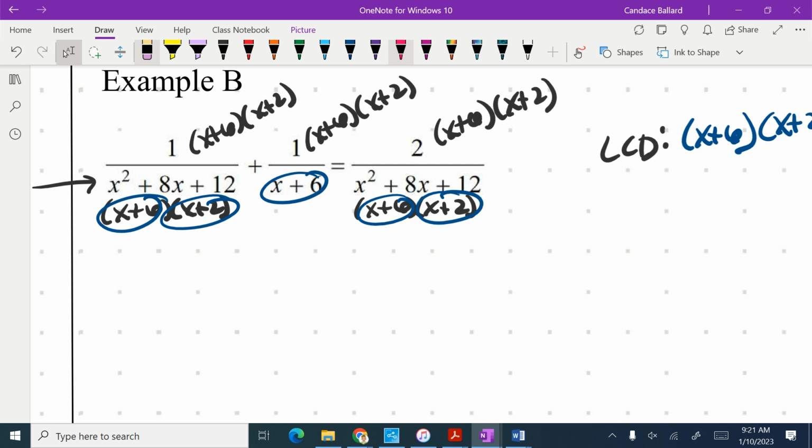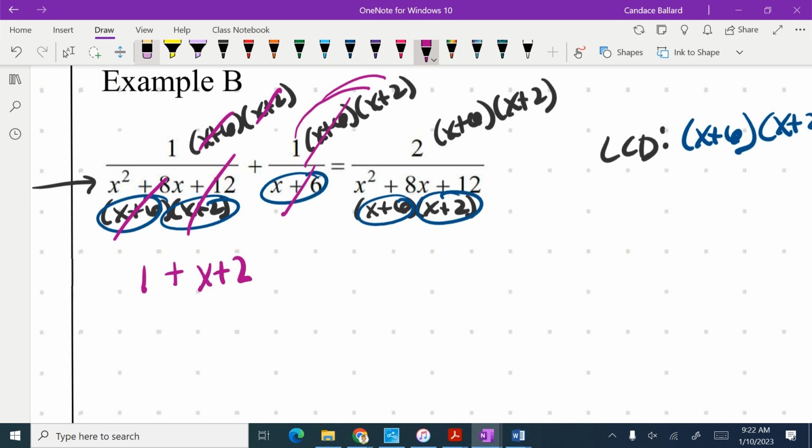Okay, in the first term, what cancels? Everything. What's left? 1. All right, in the second term, what cancels? x + 6. I have to distribute 1. What do I get? x + 2. In the third term across the equal sign, what cancels? Everything. What's left behind? Woohoo! The fractions are gone, right? Linear or quadratic? Linear, right? So I only have one answer.